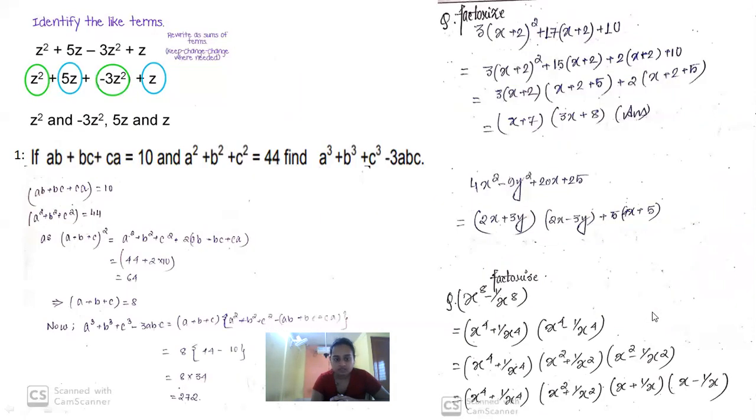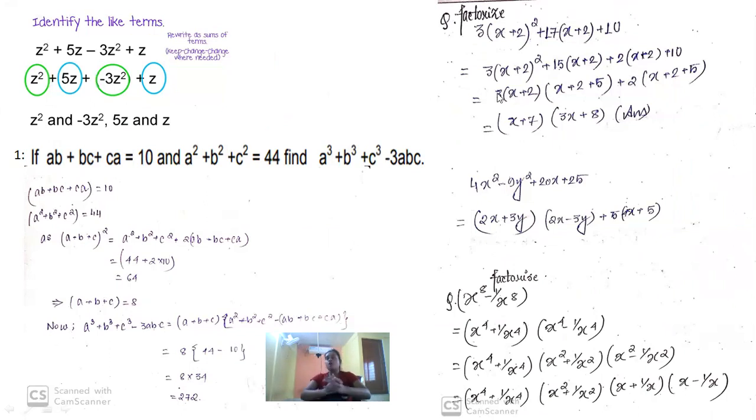So from this, you just put the value of A plus B plus C that you got earlier, and then you put A square plus B square plus C square here, which is given, and later AB plus BC plus CA, which is also provided in the question, and finally you will get this answer. So you just have to apply the formula in different ways to simplify and get your answer. Next, you are asked to factorize.